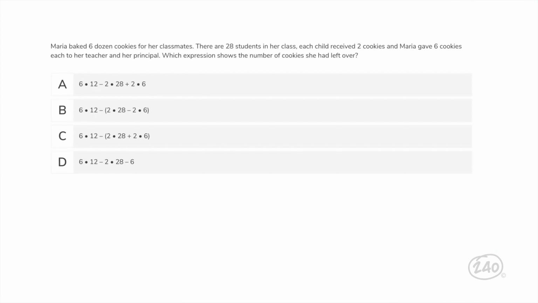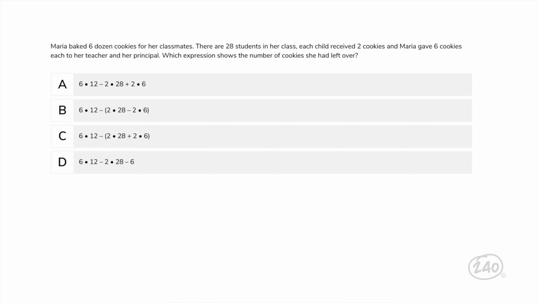Let's look at a math question. This one goes to the algebra section. Maria baked 6 dozen cookies for her classmates. There are 28 students in her class. Each child received 2 cookies, and Maria gave 6 cookies to each of her teacher and principal. Which expression shows the number of cookies she had left over?